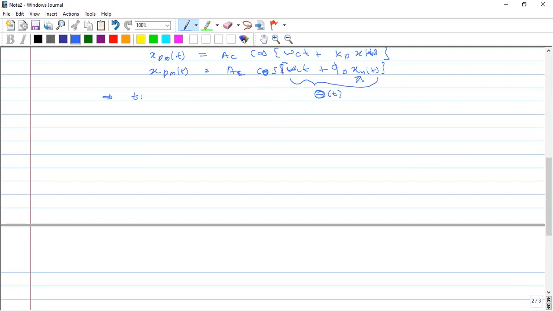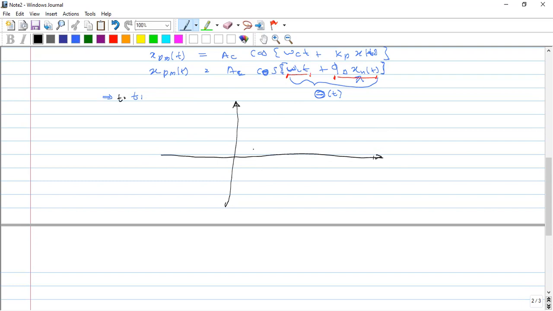This is the angle of the complete modulated signal, and it has two parts. This is one part, the carrier frequency part, and this is the other part, the message signal part. So if we draw the phasor diagram, as we have drawn before, if we draw the phasor diagram at t equal to t1.